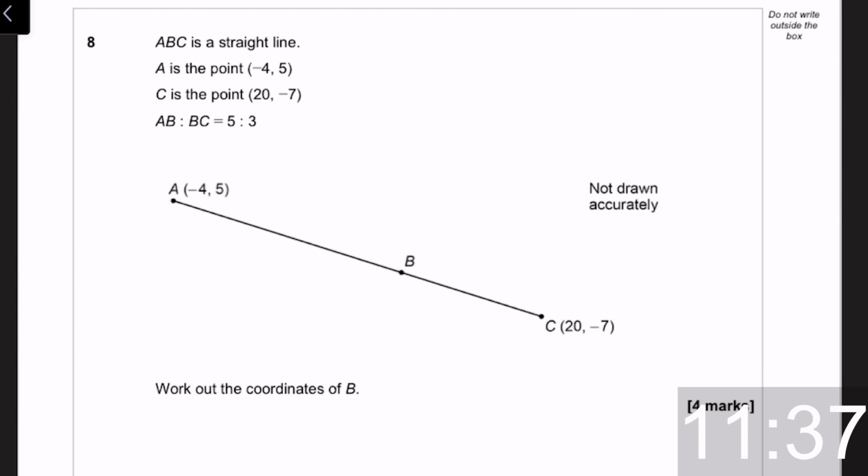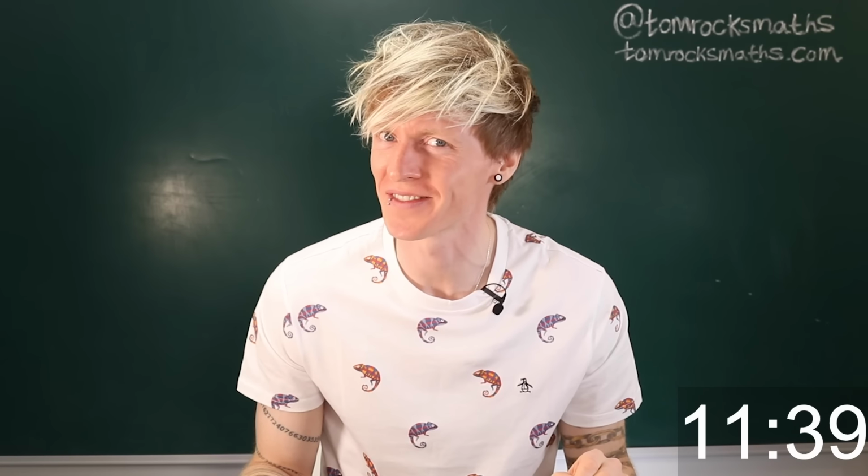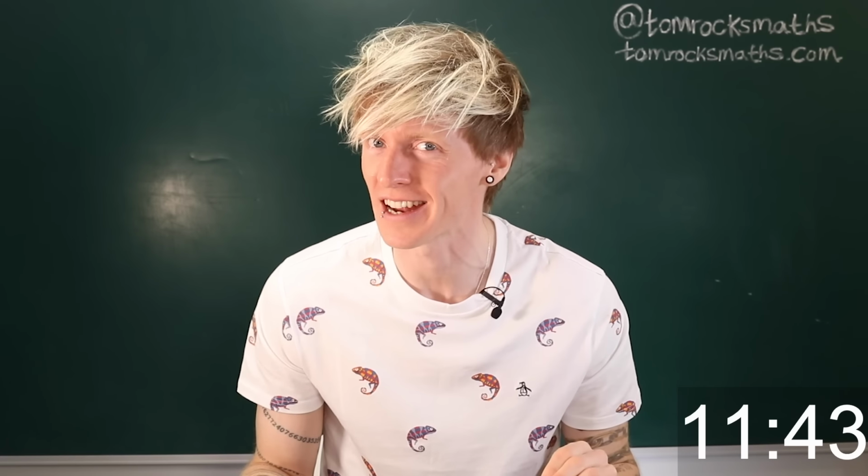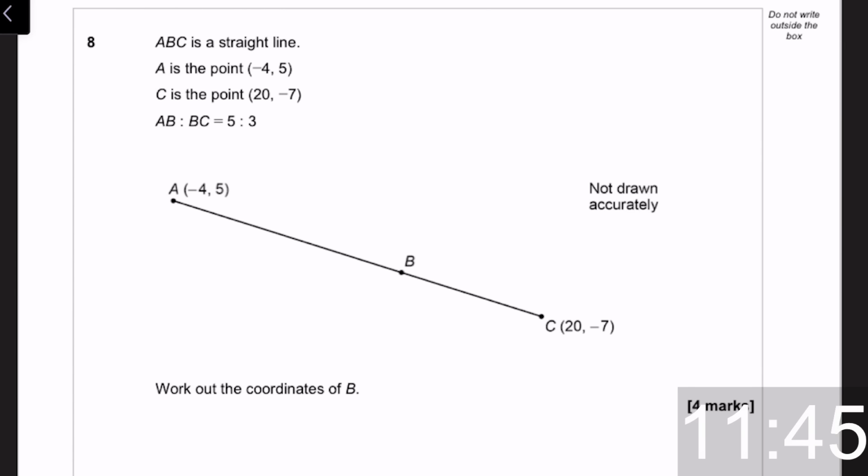ABC is a straight line, not drawn accurately. They love saying not drawn accurately. They need to get new people to draw accurate sketches and curves, I think. ABC is a straight line. A is this point, minus 4, 5. C is the point 20, minus 7. Great. AB, BC are in this ratio. Fine. Work out the coordinates of B.